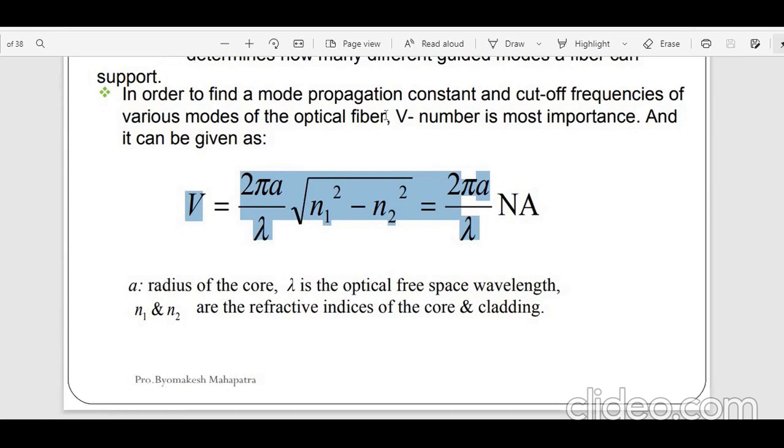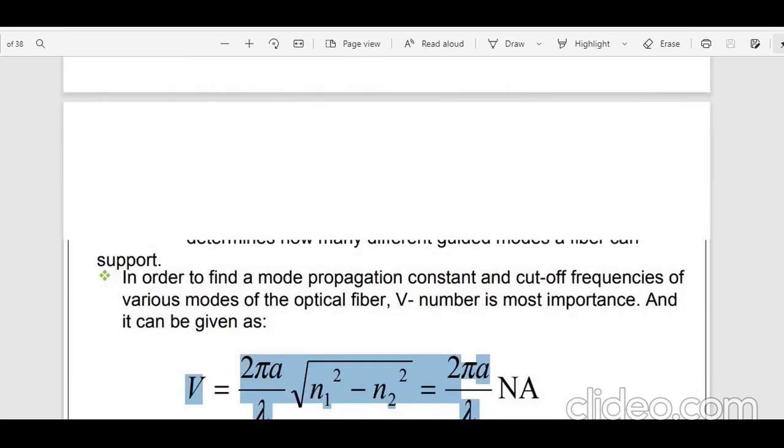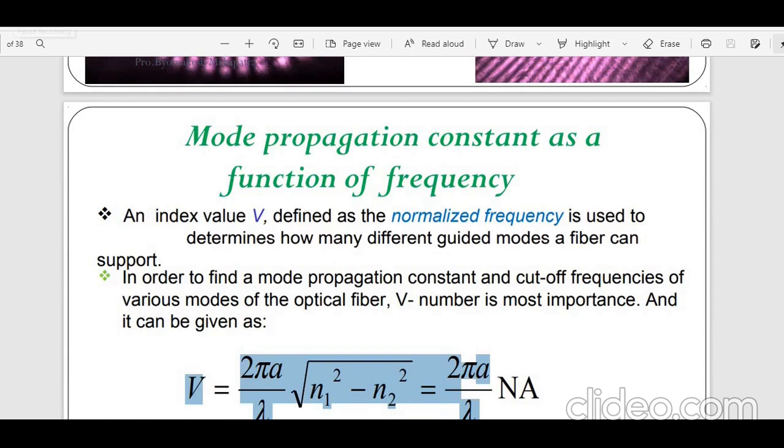In order to find the mode propagation constant and cutoff frequencies of various modes of an optical fiber, the V number is very important and it can be given as such. Here a is the radius of the core. In the previous situation I had taken a diameter d, but in this situation I am taking a as the radius. Lambda is the optical free space wavelength, and n1 and n2 are the refractive indices of the core and cladding respectively. So we are going to find out that particular phenomenon by using this form. This is the way we need to learn the core and cladding phenomena.